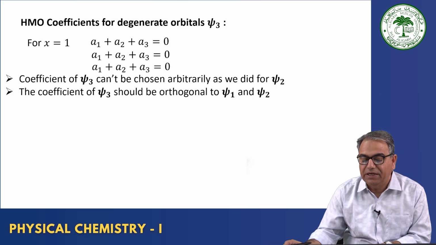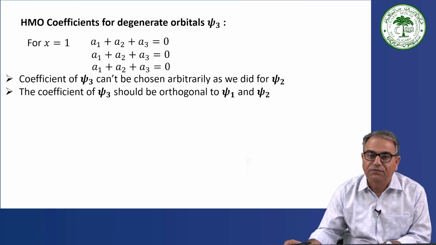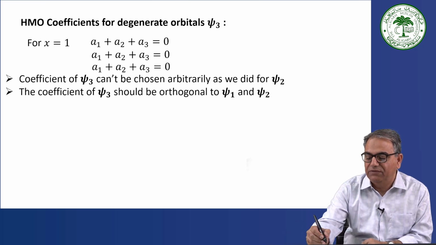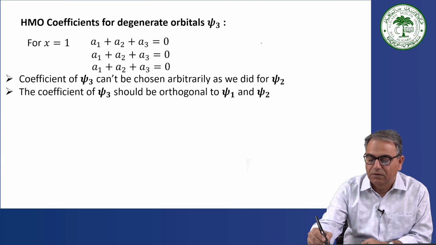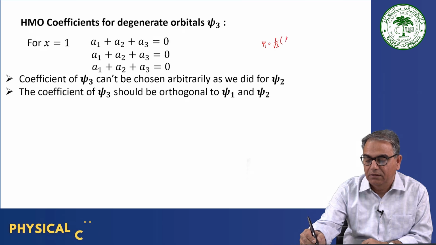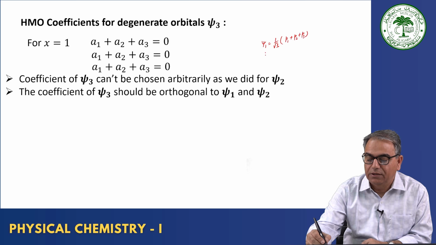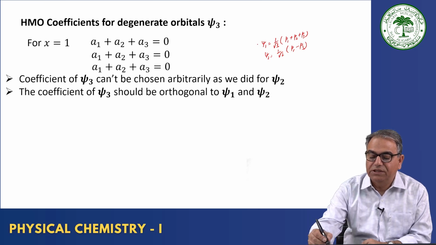The coefficients of psi 3 can't be chosen arbitrarily as we did for psi 2. The condition is that psi 3 should be orthogonal to psi 1 and psi 2, which we have already determined. Psi 1 was 1 over root 3 (P1 plus P2 plus P3), and psi 2 is 1 over root 2 (P1 minus P3). So these two functions we already have.